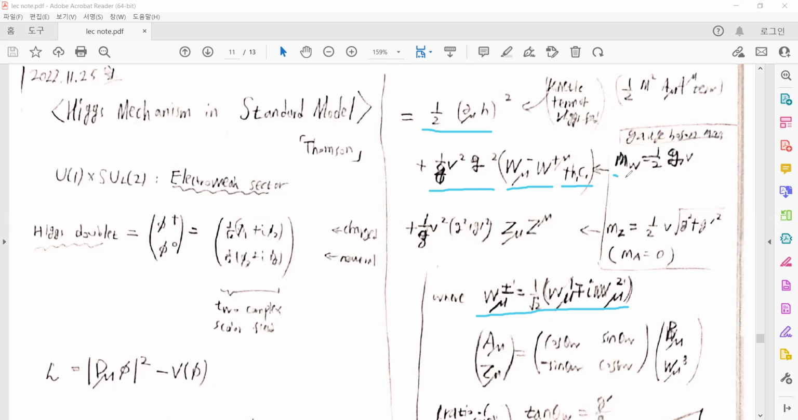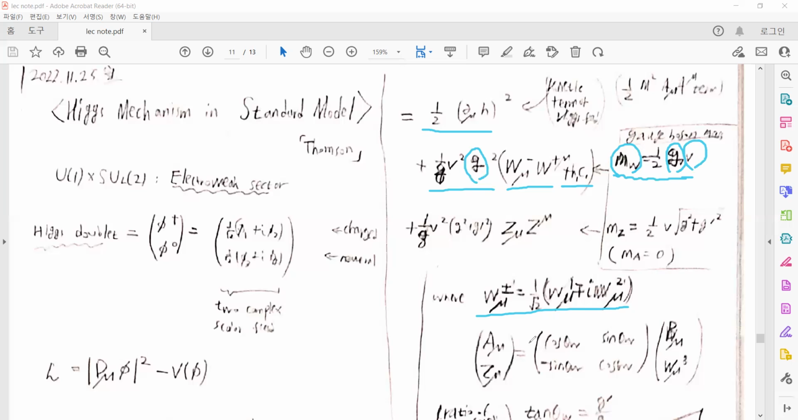So the mass of the W boson is given by one half g times v, where g is the coupling constant for the SU(2) case. So the mass of the W bosons is determined by the SU(2) coupling constant and the non-zero vacuum expectation value of the Higgs.